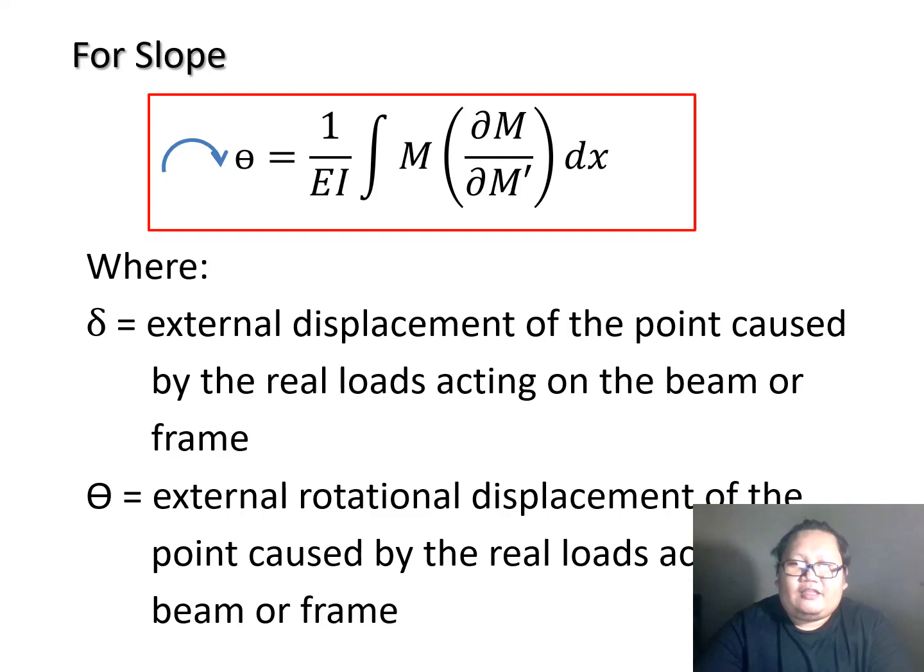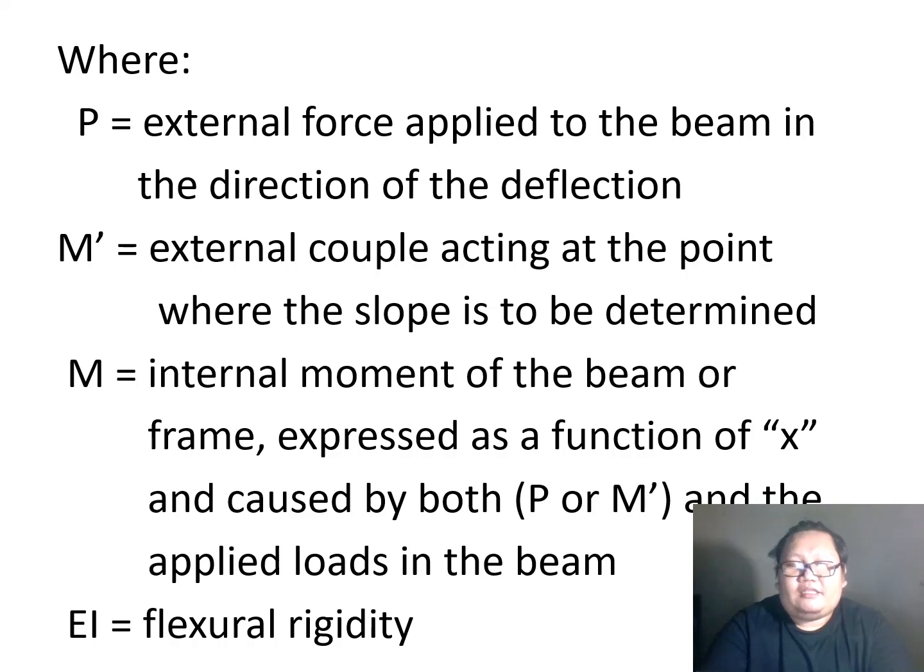So here are the element definitions. Small letter delta is the external displacement of the point caused by the real loads acting on the beam or the frame. Theta is the external rotational displacement of the point caused by the real loads acting on the beam or frame. P is the external force applied to the beam in the direction of the deflection. And M prime is the external couple acting at the point where the slope is to be determined.